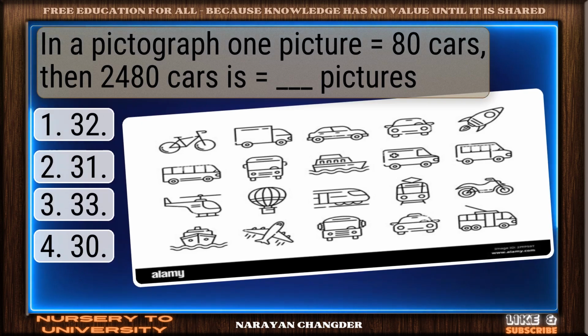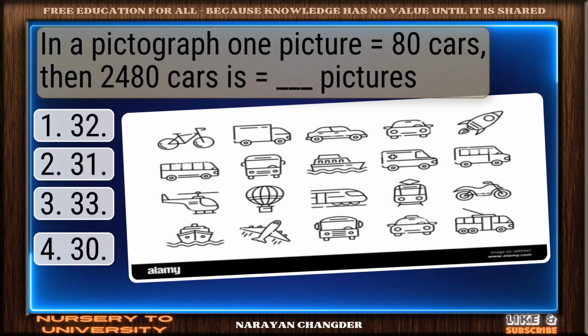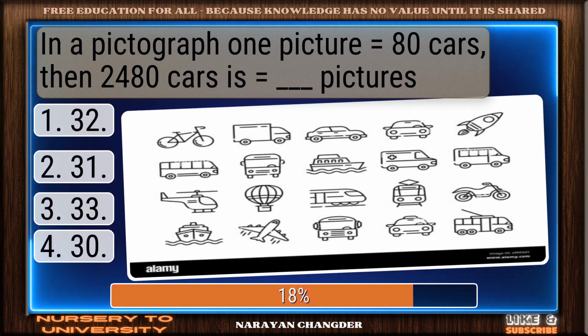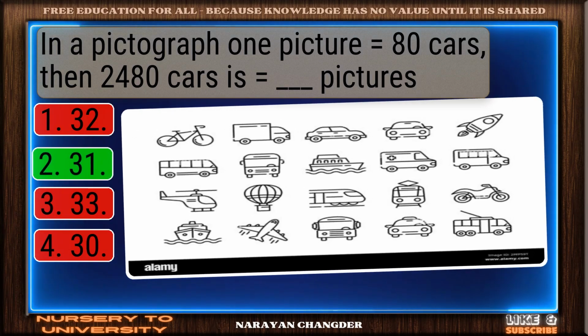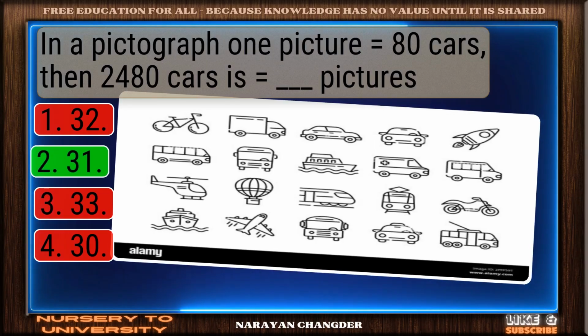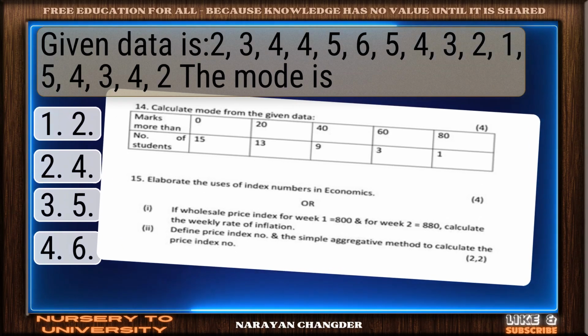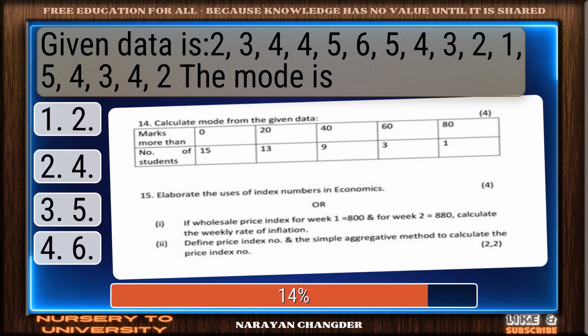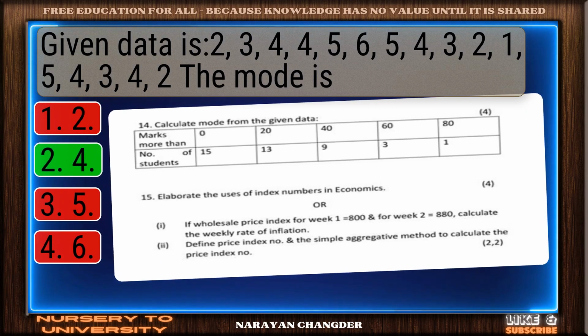In a pictograph, one picture equals 80 cars, then 24 80 cars is equal to dash pictures. Exactly. 31 makes sense and it is the right choice. Given data is 2, 3, 4, 5, 6, 5, 4, 3, 2, 1, 5, 4, 3, 4, 2. The mode is. Correct. 4 is the right answer.